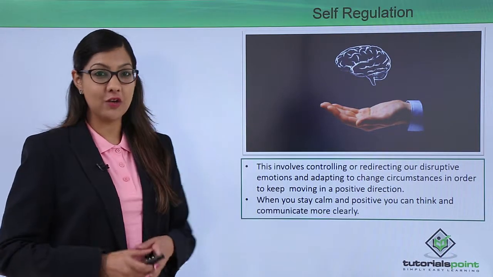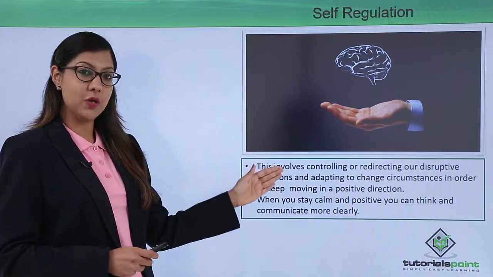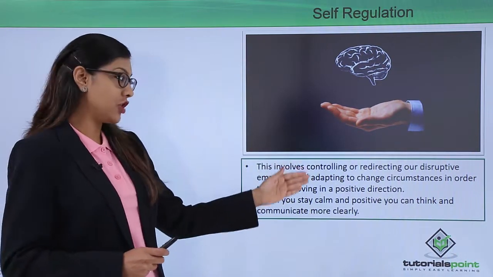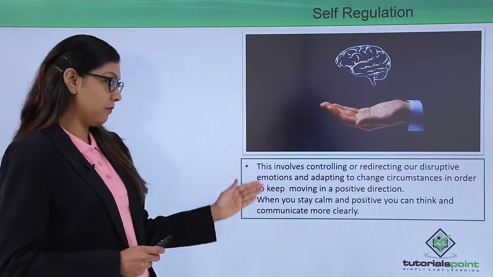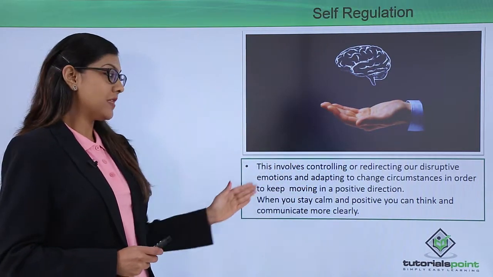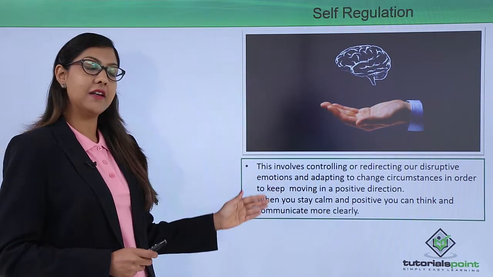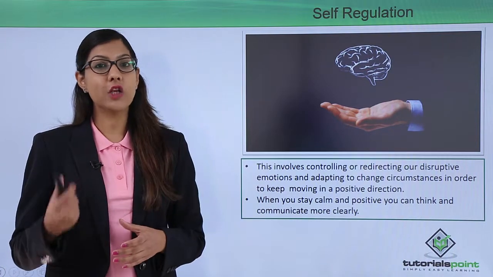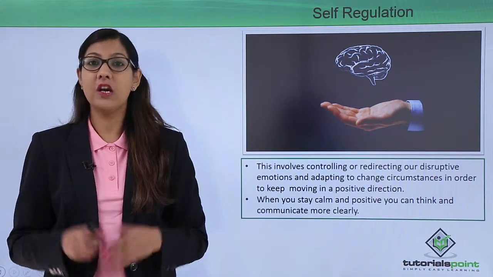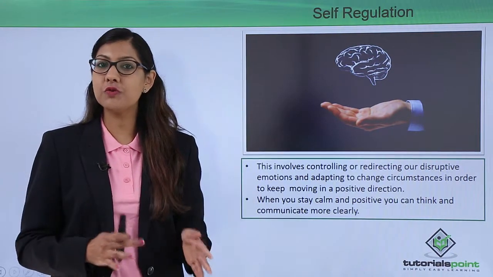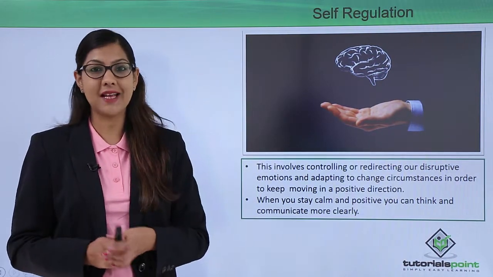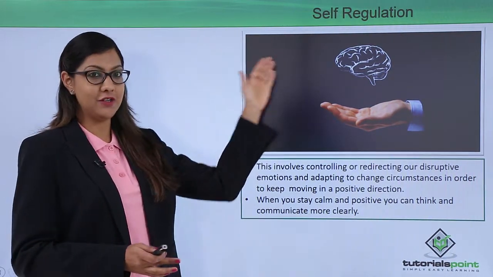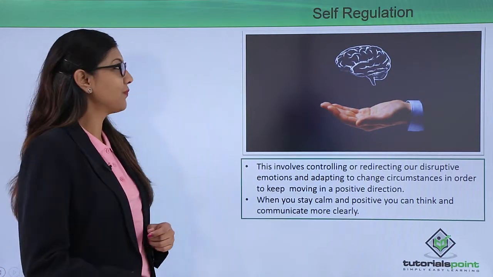Talking about self-regulation and what it is, this involves controlling and directing or redirecting our disruptive emotions and adapting to changing circumstances in order to keep moving in a positive direction. When you stay calm and positive, you can think and communicate more clearly and in a better way. Well, if you know what you need to regulate yourself on and improve yourself on, whether it is with regard to anger issues or because of negative emotions, etc., when you are able to work on these things, you are on the path of self-regulation, which is a very important part for a teacher.